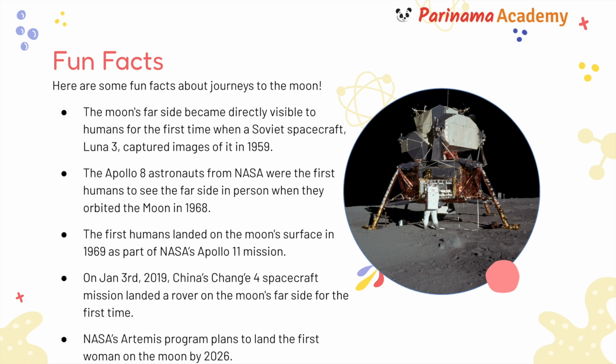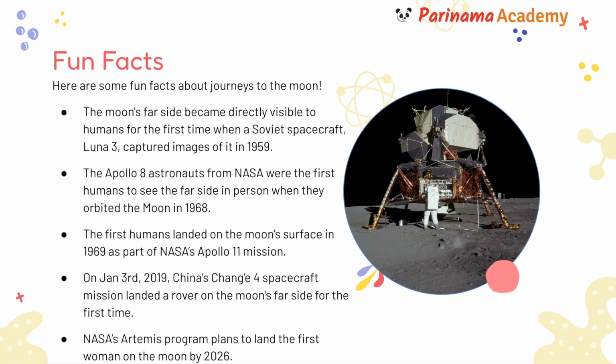Here are some fun facts about journeys to the moon. The moon's far side became directly visible to humans for the first time when a Soviet spacecraft Luna 3 captured images of it in 1959. The Apollo 8 astronauts from NASA were the first humans to see the far side in person when they orbited the moon in 1968.